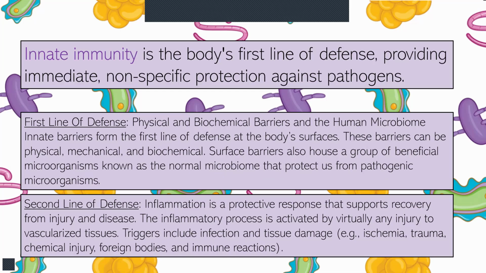And then the second line of defense is inflammation. This is a protective response that supports recovery from injury and disease. The inflammatory process is activated by virtually any injury to vascularized tissue. Triggers include infection and tissue damage, and this is things such as ischemia, trauma, chemical injury, foreign bodies, and immune reactions.